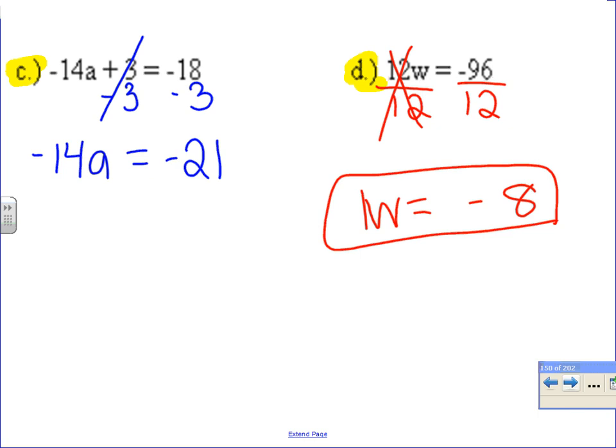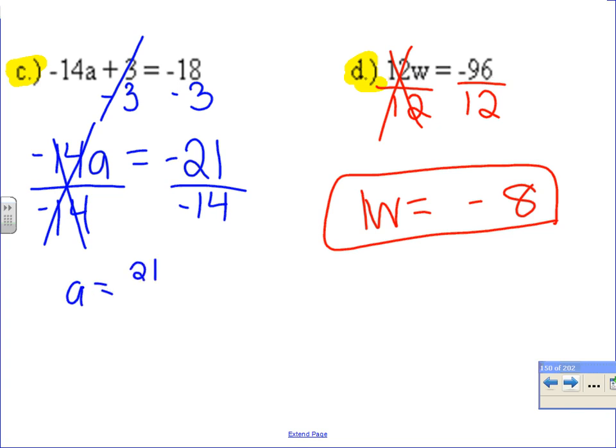So add or subtract first. Now we multiply or divide. Zach, how do we get rid of the negative 14? What kind of 14? Negative 14. Always divide by that number because you need to get rid of it. Negative 14 divided by negative 14 is positive 1. So this goes away. You are left with a equals 21 over 14. However, we need to simplify.